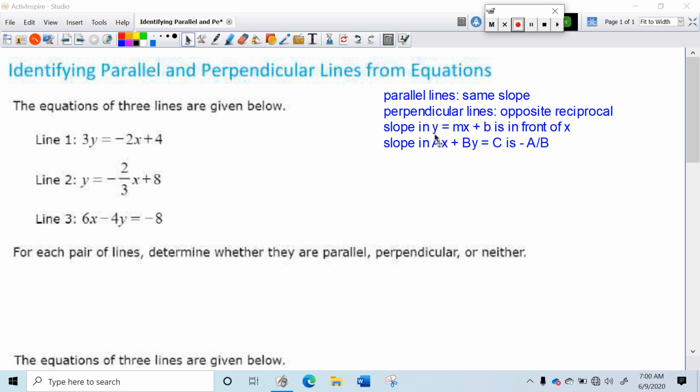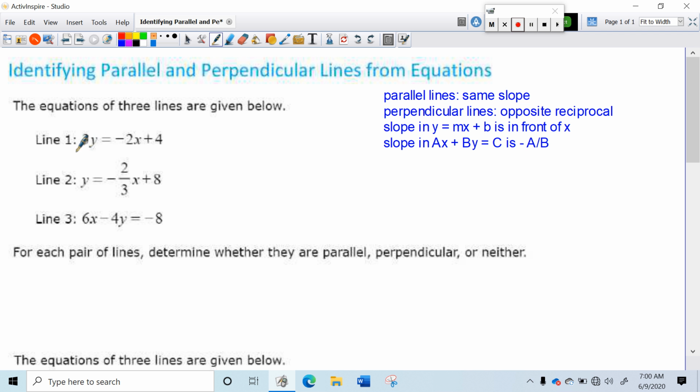If the equation has y by itself in front of the equal sign, the slope is in front of x. If the equation has x and y in front of the equal sign, then the slope is the opposite of a over b. So let me go over all that.